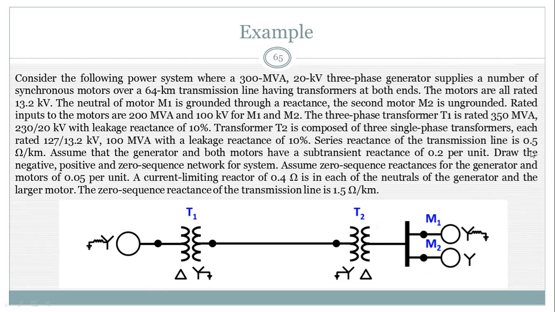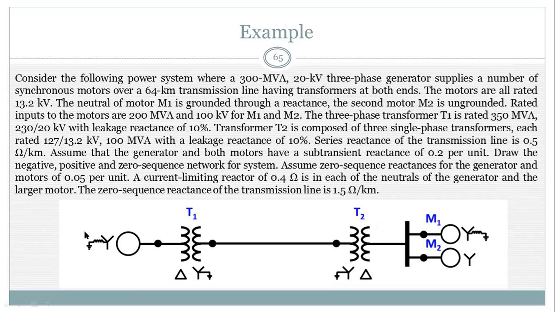For the generator, the zero sequence reactance is 0.05, and the base values of power and voltage are the same for the generator. So we don't need to calculate the zero sequence reactance for a new base for the generator, because that should be 0.05 per unit. So we have to calculate the zero sequence reactances for the motors.